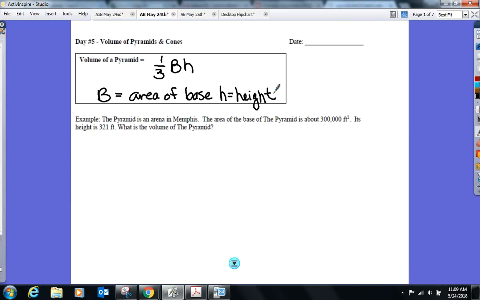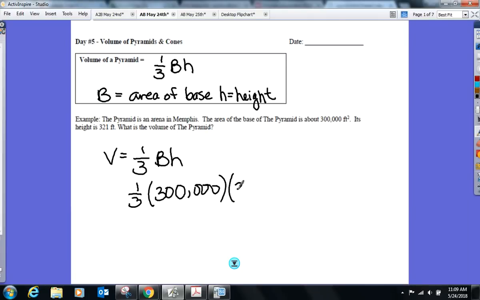All right. So if I want to find the volume of this one, 1/3 BH. I told you the area of the base, 300,000. So I'm just going to plug it in. 1/3. We don't have to calculate it. It was given to us, 300,000. And the height was given to us as 321. I'm going to highly recommend you use the fraction template, please. Not only today, but tomorrow when we go into spheres, you will have another fraction as part of the volume as well.